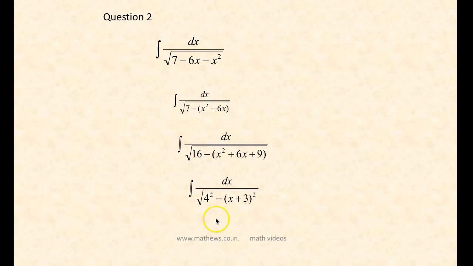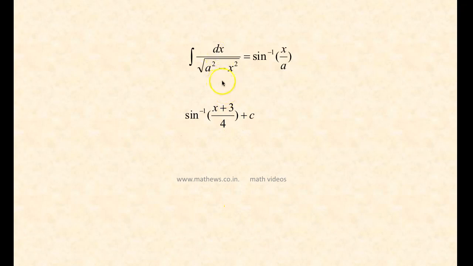So this is integral dx by root 4 squared minus x plus 3 the whole square. Now integral dx by root a squared minus x squared is sine inverse x by a. So this is sine inverse x plus 3 by 4 plus c.